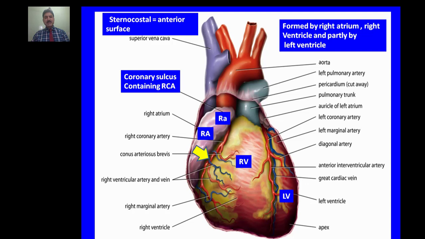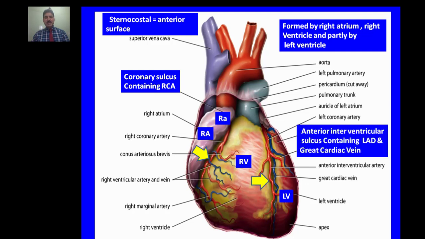This sulcus contains the initial segment of the right coronary artery. Another sulcus which we can see on the surface is interventricular sulcus between the right ventricle and the left ventricle. This sulcus contains left anterior descending coronary artery and also the great cardiac vein.